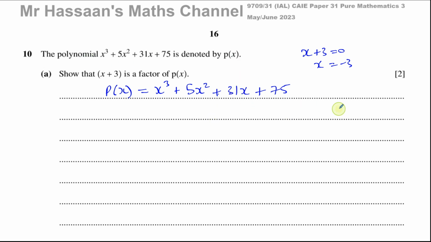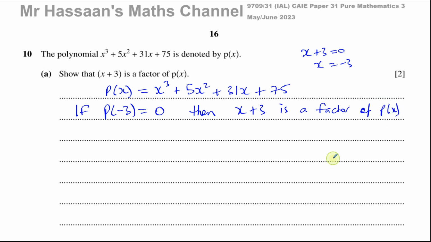Another way we could do it is algebraic long division and show that the remainder is 0, but that's a lot more hassle than this. This is much easier to do in this way. Sometimes they would say use the factor theorem, in which case you would have to do what I'm saying now. So I'm going to say that if p of minus 3 is equal to 0, then x plus 3 is a factor of p of x. So if this is true, then this is going to be a factor.